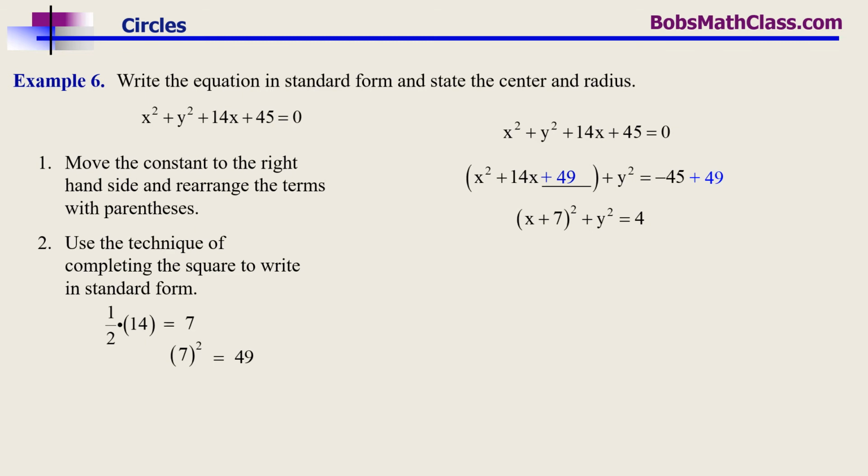So now we can write our center and radius. Our center is negative 7, 0. And our radius is 2.